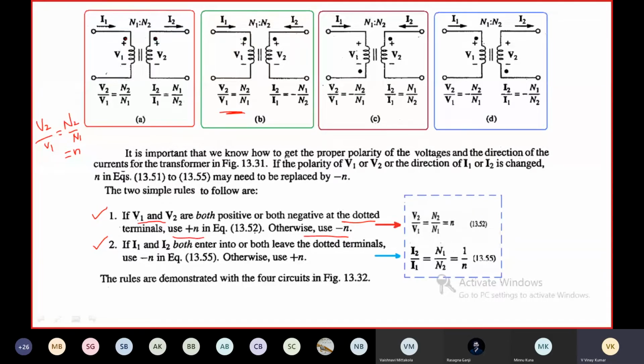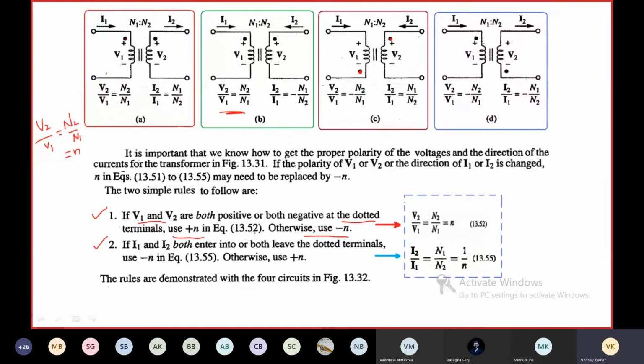Coming to case C, here V1 is negative at the dotted terminal and V2 is positive at the dotted terminal. Then we have to use minus n. If V1 and V2 are both positive or negative at the dotted terminal, we use plus n; otherwise we use minus n. Here one voltage is negative at the dotted terminal and another is positive, so we use minus n. So V2 by V1 is equal to minus N2 by N1.